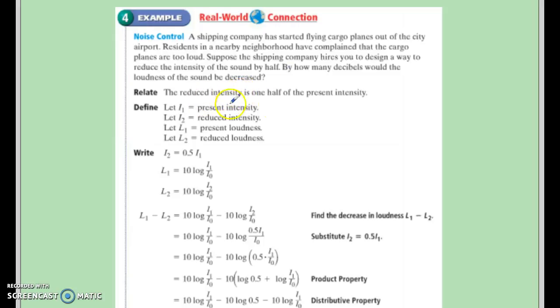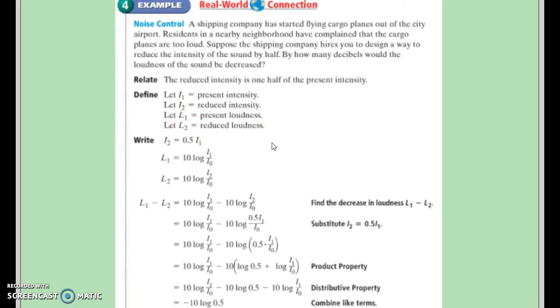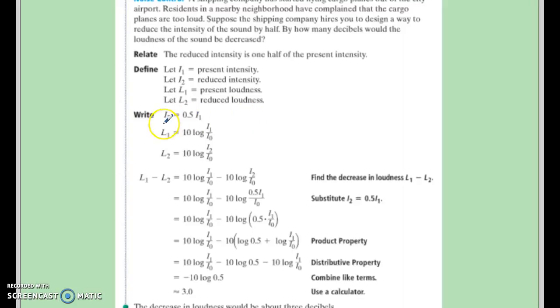So we have to try and figure out some intensity. I sub 1 is our intensity right now, and we're going to give I sub 2 the reduced intensity. What I want it to be is half as big, right? And L sub 1 is our loudness right now, and L sub 2 is going to be the loudness once we decrease the sound. I want my intensity to be half as big as my current intensity, so I can write that as just one equation: my future intensity is going to be half what the current intensity is right now.